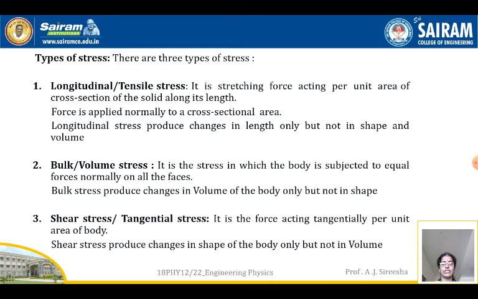Next is shear stress or tangential stress. It is a force acting tangentially per unit area of the body. Shear stress produces a change in the shape of the body but not in the volume. It is tangential. You know what a tangent to a circle is? The same way, it is a force acting tangentially per unit area of a body. Shear stress produces a change in shape of a body, not in the volume.